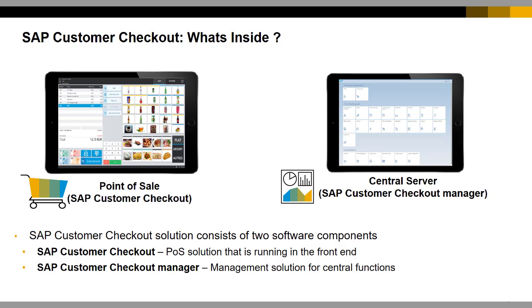SAP Customer Checkout has two software components. The first software component is called SAP Customer Checkout. It is the point of sale component where the sales transactions take place. The second software component is called SAP Customer Checkout Manager. This is a central component to provide you central functions and central control.